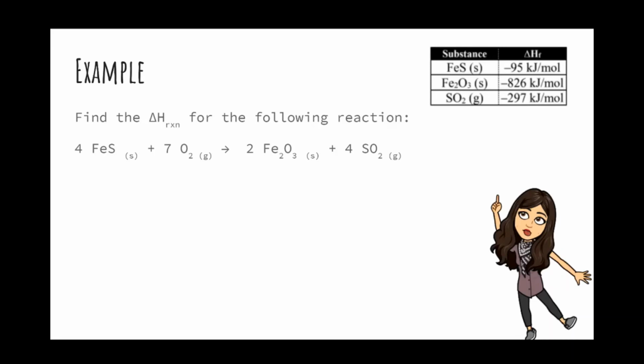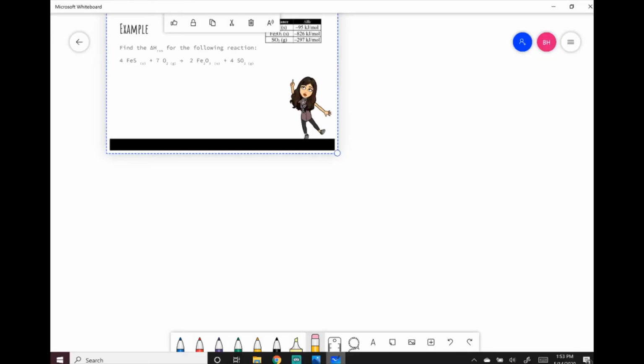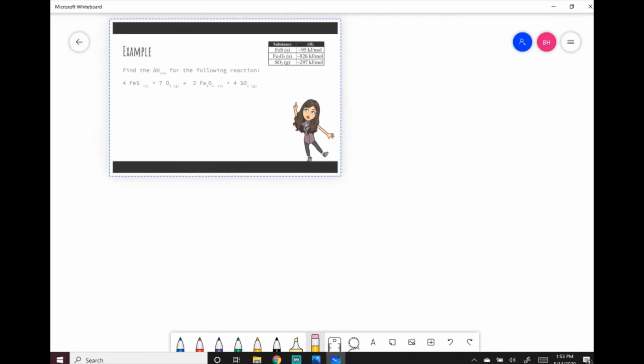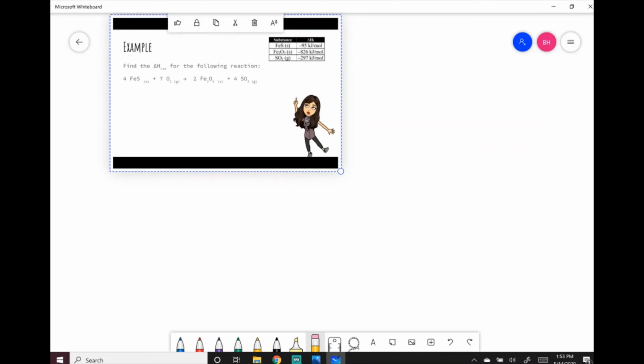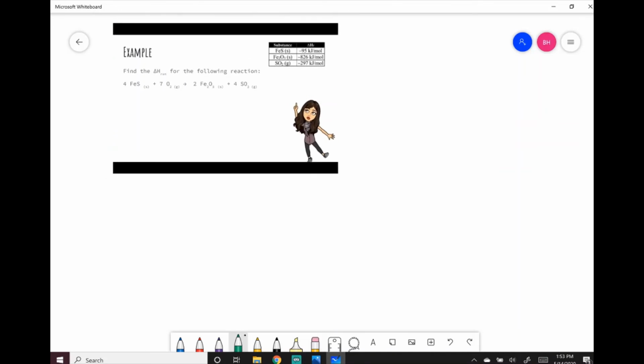So we're going to look at this example, and we want to figure out the delta H of this reaction. We're given some values in the table, our delta H of formations, and we'll use them to figure out our delta H of reaction. Here's our last problem. We were given this equation: the delta H of reaction is equal to the sum of n times the delta H of formation of our products, minus the sum of n times the delta H of formation of our reactants. The n represents moles, and our delta H values are the ones we have in the table.